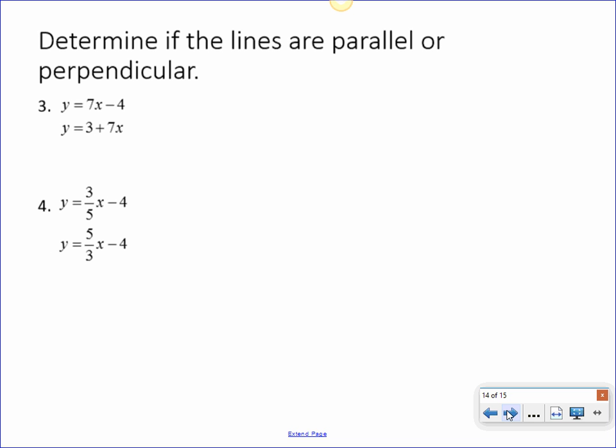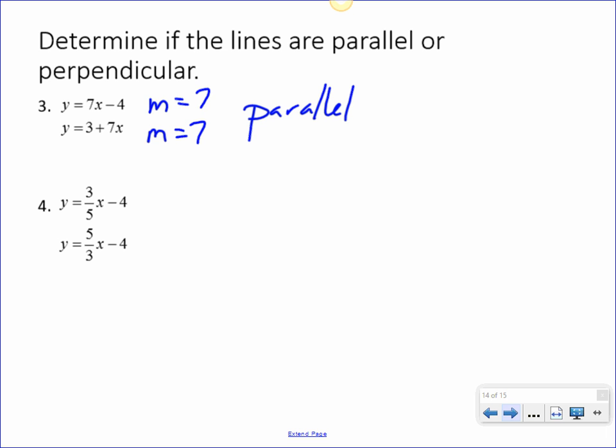Okay, so if we were to look at these two, the slope of this one is 7, so the slope is 7. The slope of the bottom one, remember the slope is with the x, so again the slope here is a 7. So these would once again, hopefully we would say, yes, these are parallel.